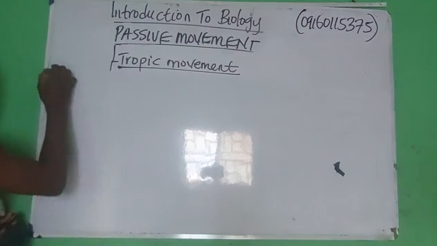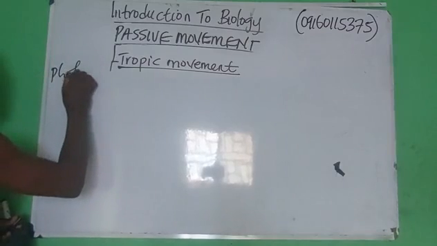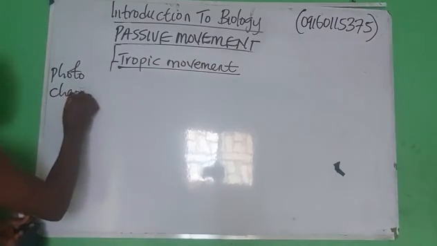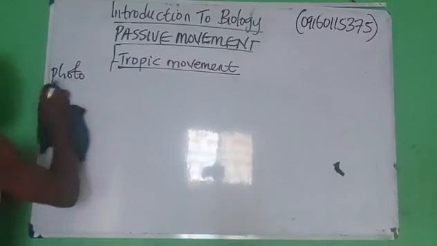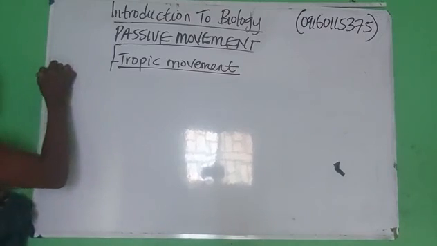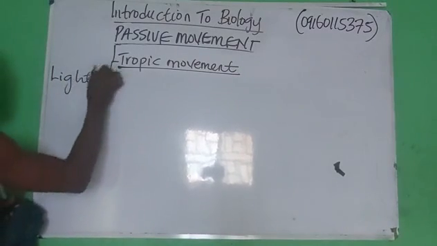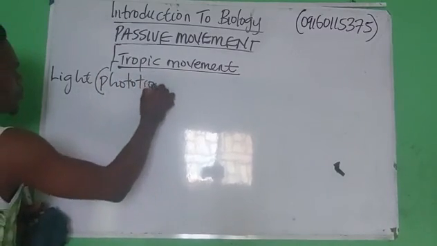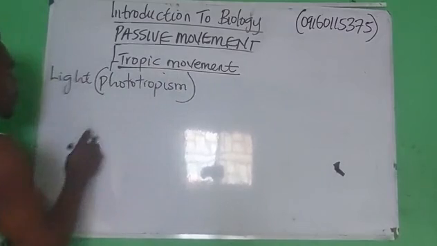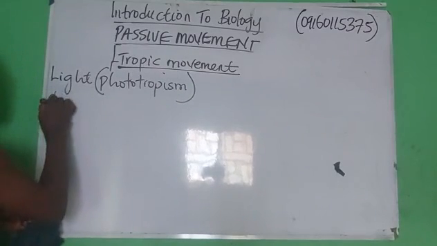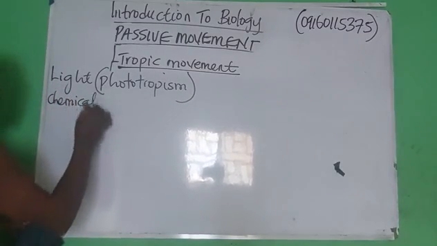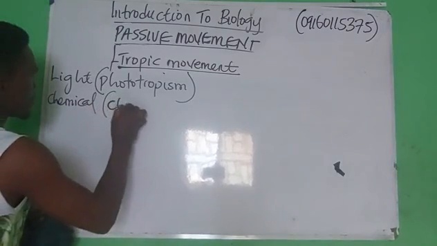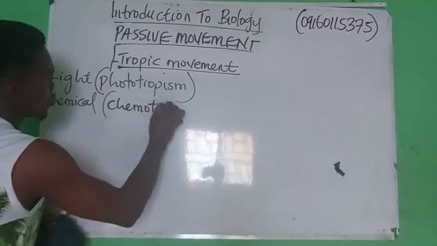They may respond to light. Response to light is phototropism. And we have chemical. Response to chemical is chemotropism.